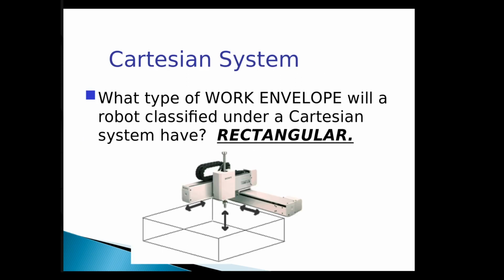So when we look at this particular robot, you see that it has 3 linear axes. All 3 of those positional axes, 1, 2, and 3, are linear. And so this particular robot then has a rectangular work area. It basically can reach any point in the box that's shown there. So you can put your end of arm tooling anywhere within this rectangular box.